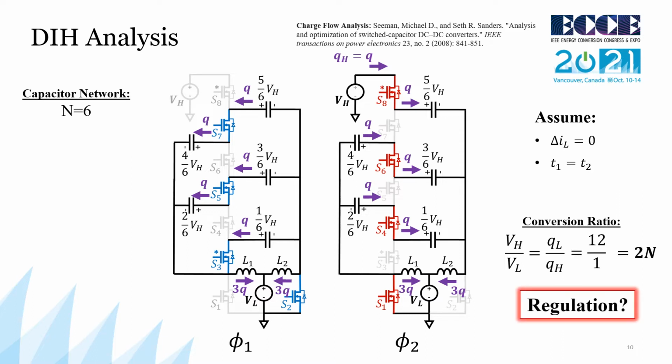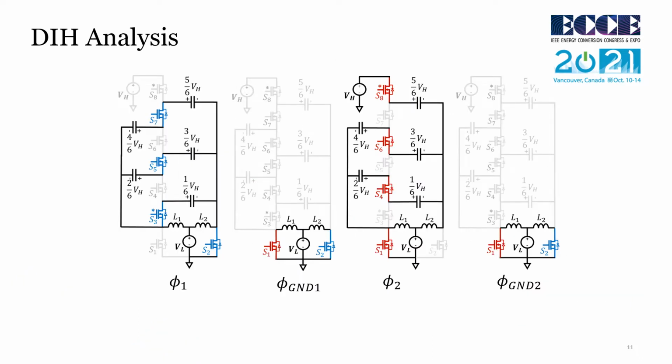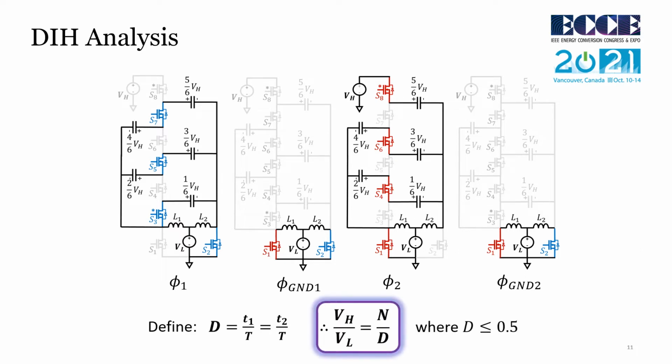Additionally, if we want to regulate the output, we can easily add 2 additional phases as shown. Similar to a basic buck converter, these extra phases serve to reduce the average driving voltage on the inductors, and subsequently the output voltage is reduced. By varying the duration of these extra phases with respect to the original phase 1 and phase 2, we can successfully modify our conversion ratio.